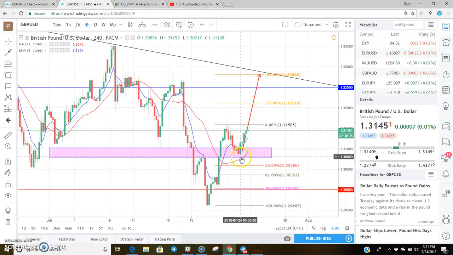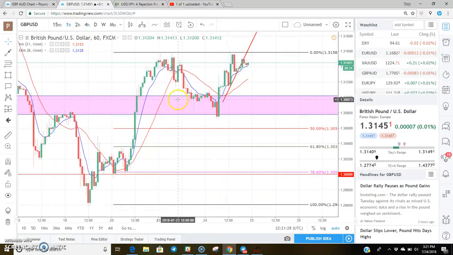Price came back down, retested, and I took that on a 4-hour time frame. Moving that to a 1-hour time frame, my confluence was that bearish engulfing candle sitting right there. That's why I took that pair.